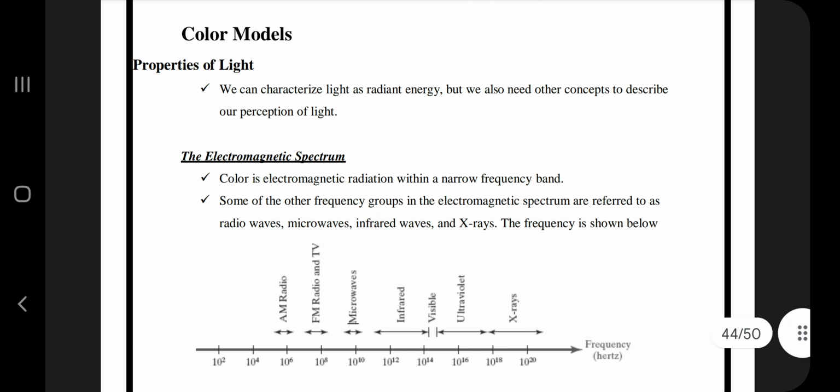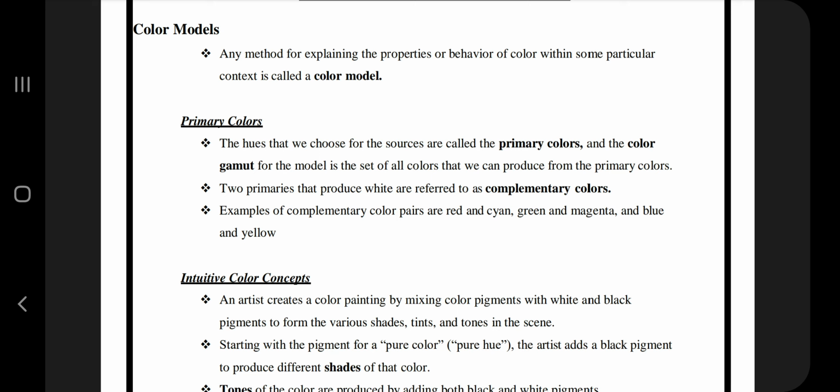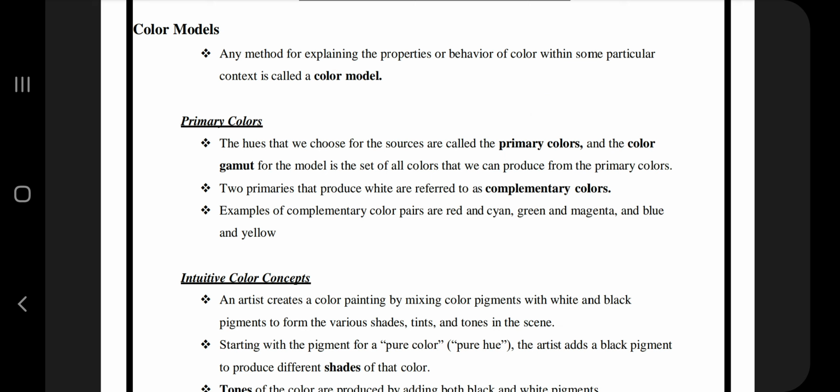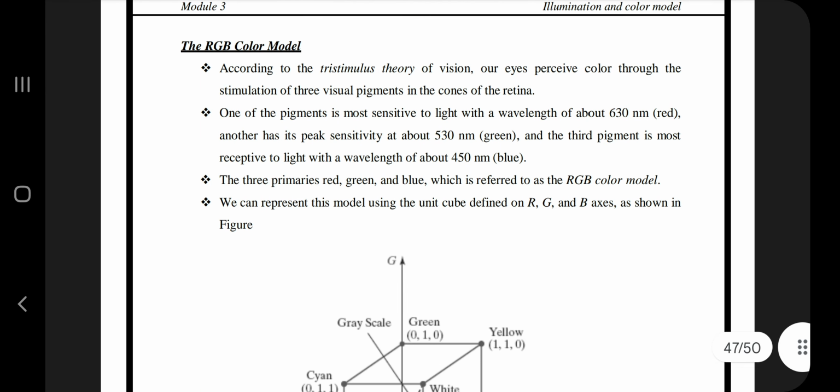So what are the color models? Color models are the methods used for explaining the properties and behavior of color within a particular context. There is a context, and in that, what colors are used and what the properties of the colors are, how they change according to the views, those things are defined by a model known as a color model. So there are basically 2 types of models: RGB model and CMY model.